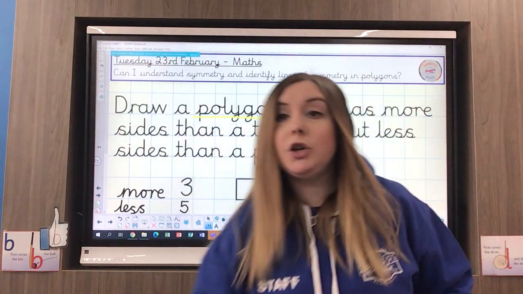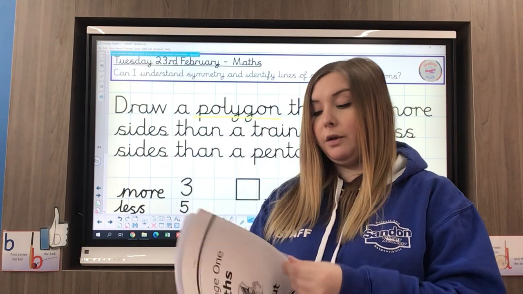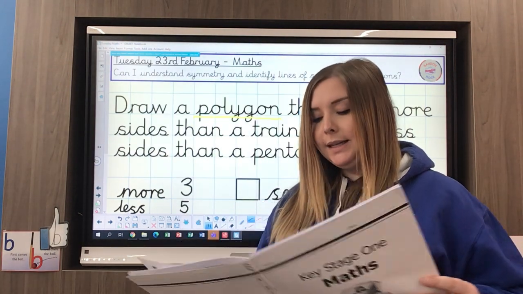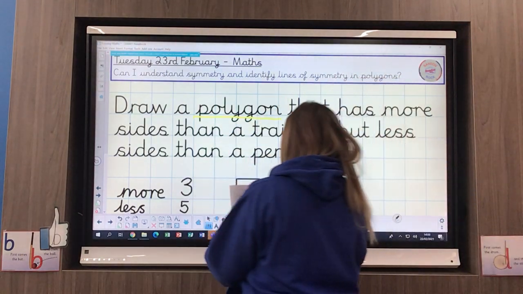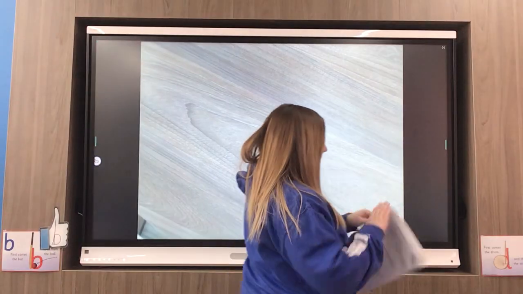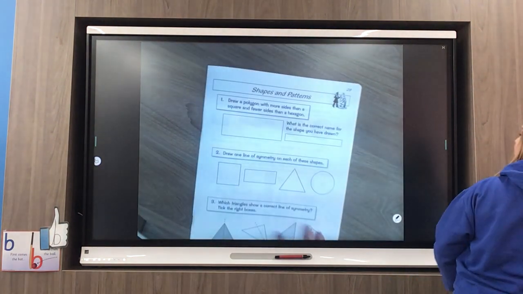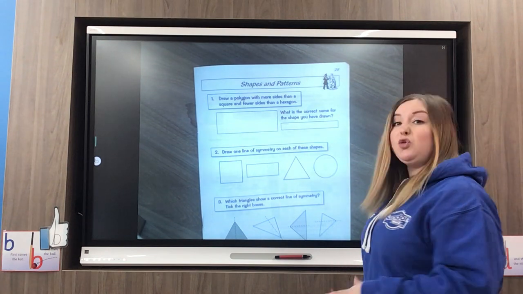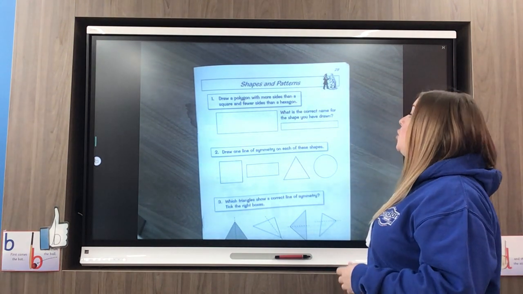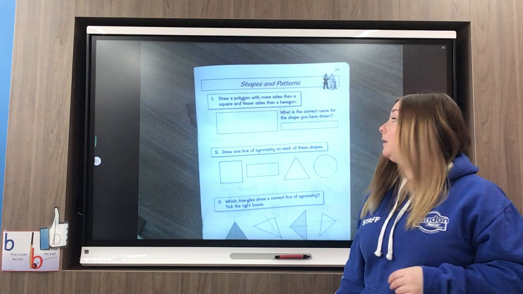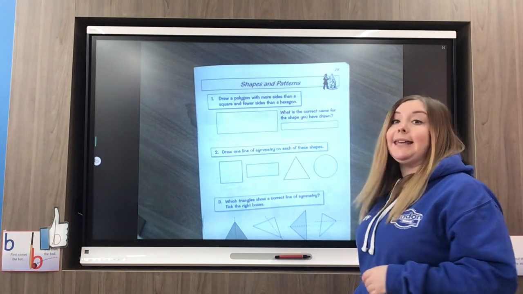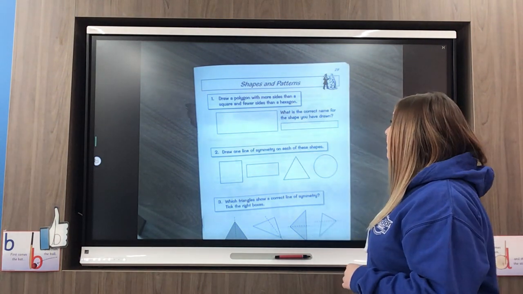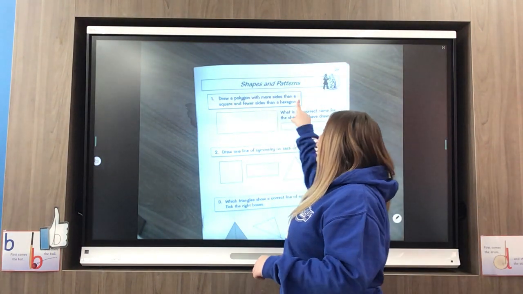So if we now turn to your booklet, year 4, you're working on page 29, so we'll pop that under the visualiser. Okay, so 29. And it's asking you to draw a polygon, so draw a shape with more sides than a square, but fewer sides than a hexagon. So look at those shapes. So we've got a square and a hexagon.